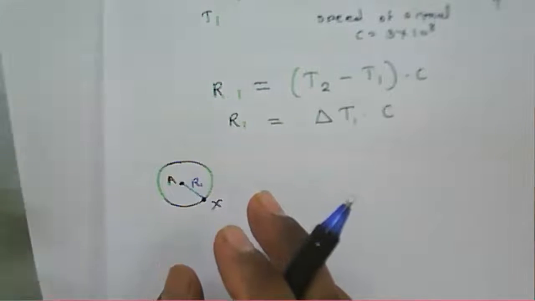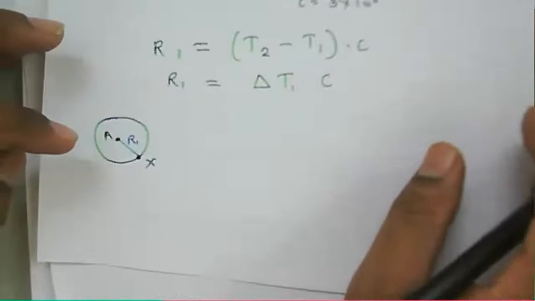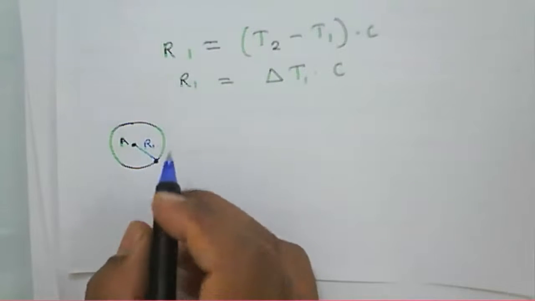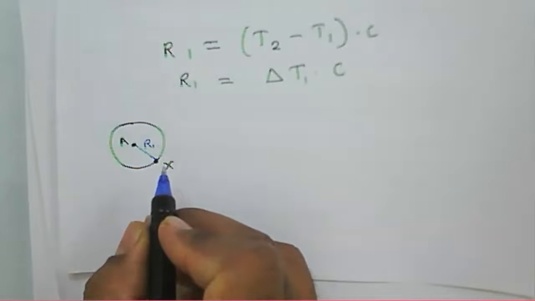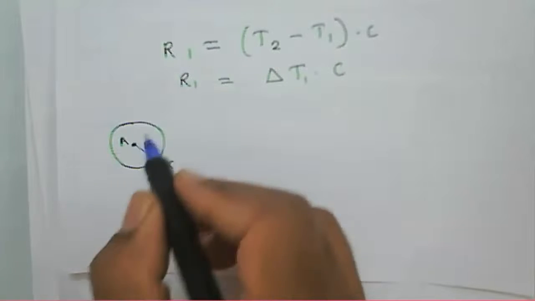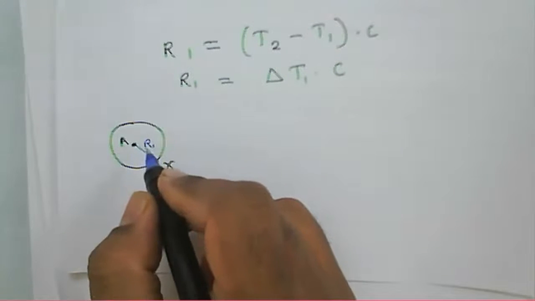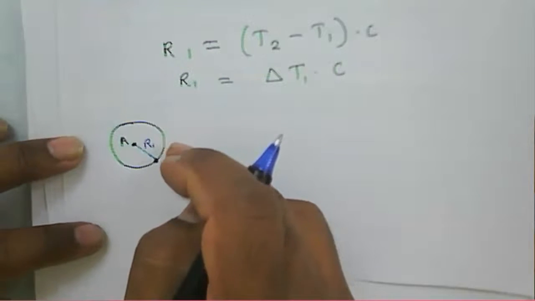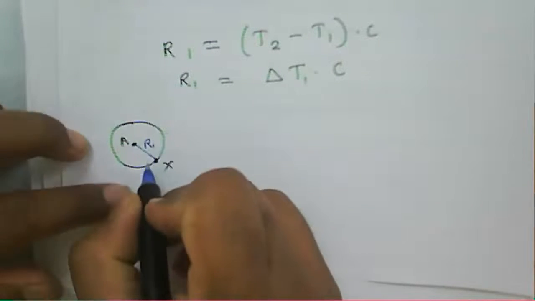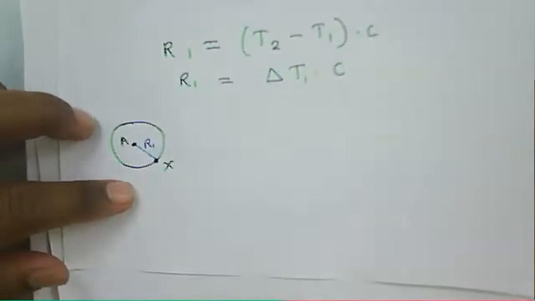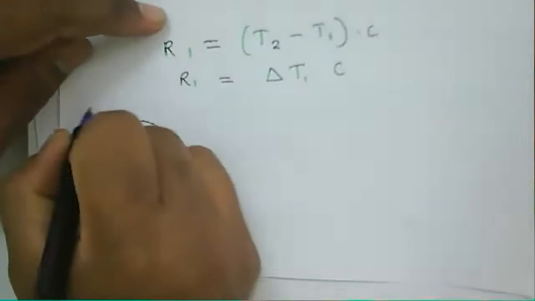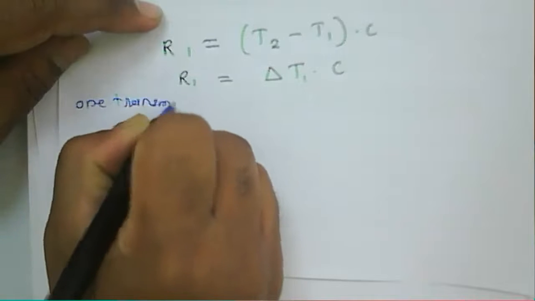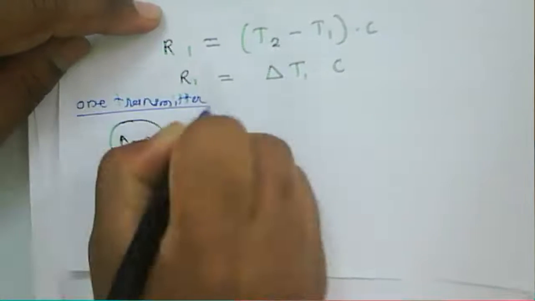So here, in the case where we consider there is only one transmitter A, and this is the receiver at this particular X position, this is the condition of one transmitter.